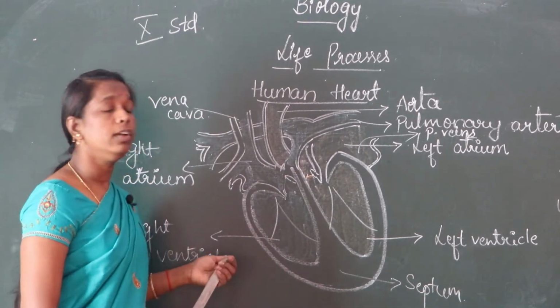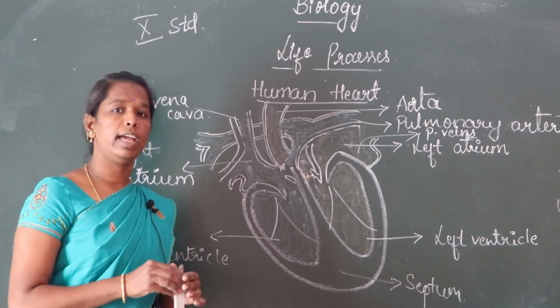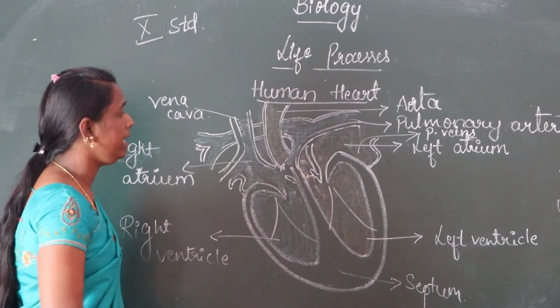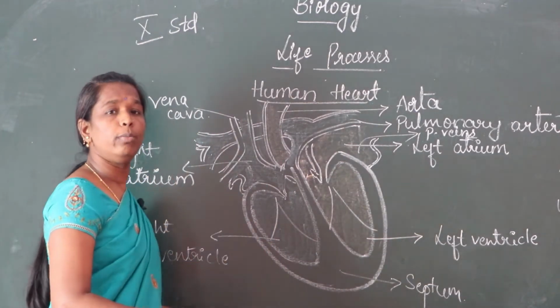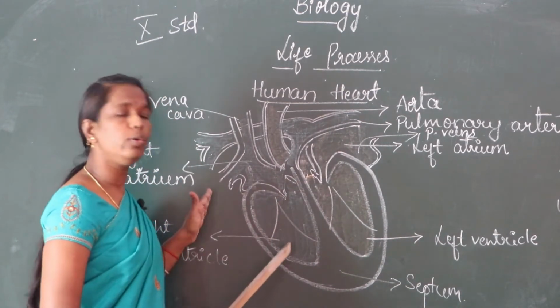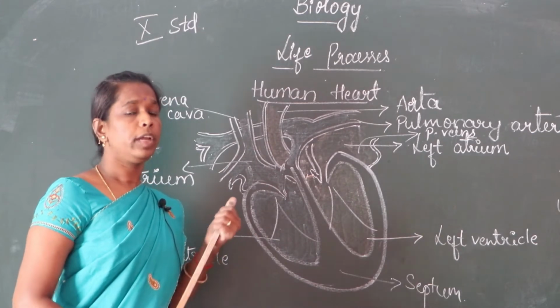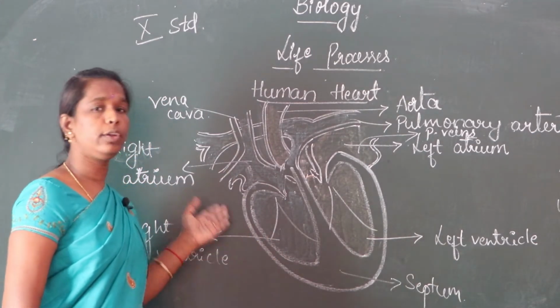So in this way the oxygen and carbon dioxide from all the parts of the body will be pumped in the human heart. And also the human heart is protected by the rib cage. You know, the rib cage protects the lungs and the human heart.